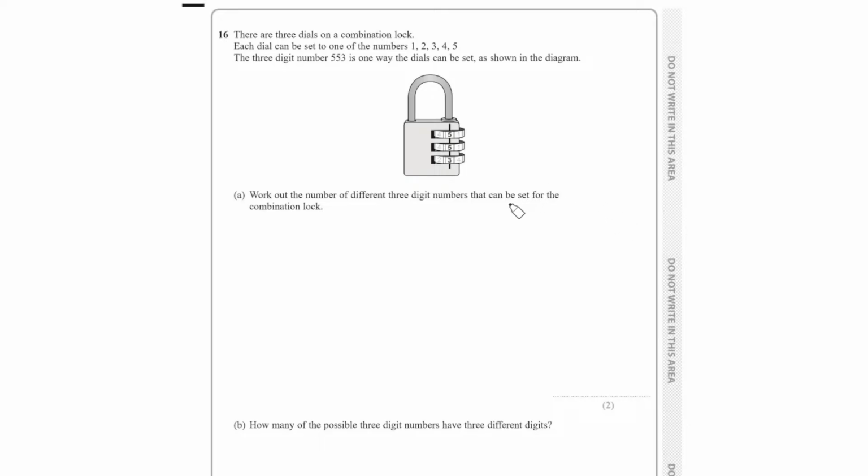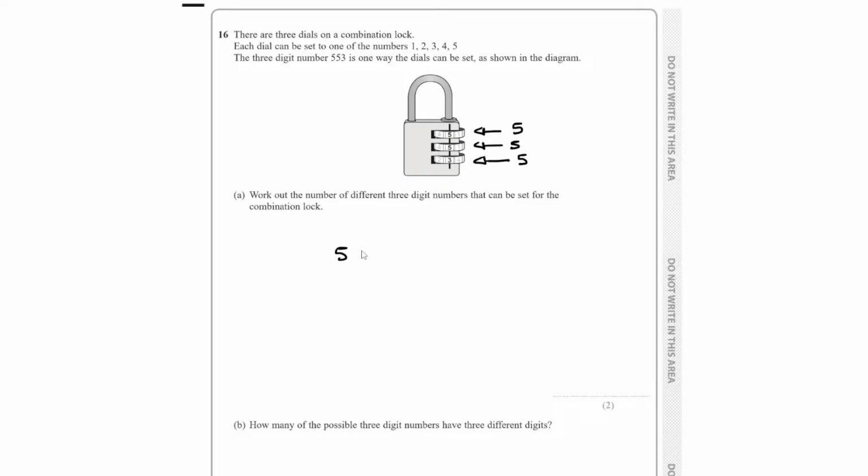So product rule for counting, when I say product rule, product means multiply, doesn't it? So what you do is you just take, for each, I call it a category. In this case, it's each lock dial, isn't it? There's 3 dials. How many options do I have for dial number 1? Well, I have 5 options. How many options for dial number 2? Another 5. How many options do I have for dial number 3?